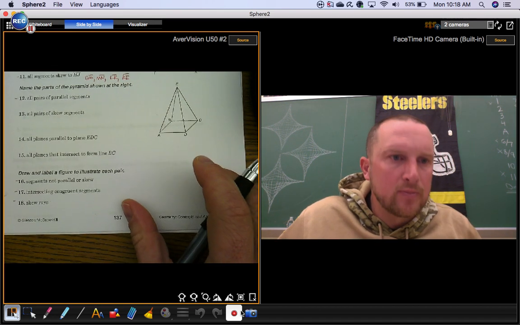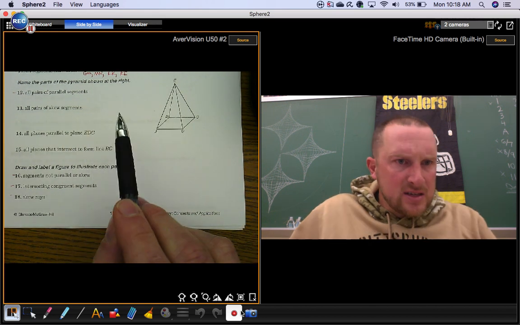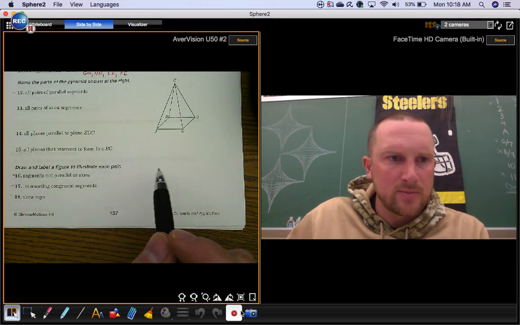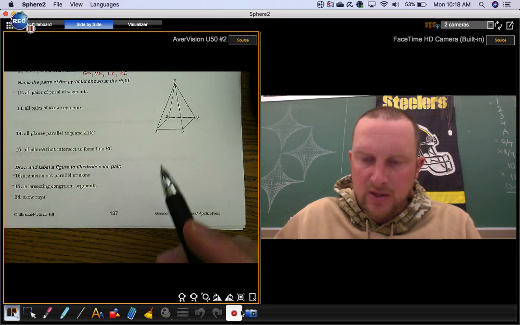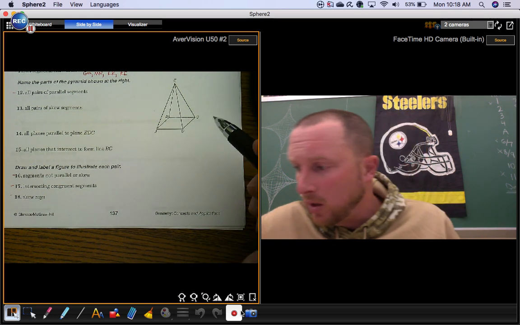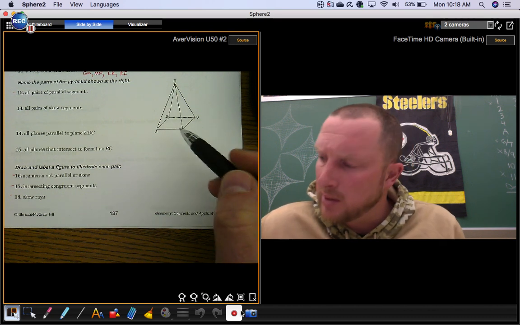Let's use a different diagram. This is a pyramid. Name all of the pairs of parallel segments. Now, that could be a lot of work. If you want to just name a few, that's fine. But there are probably a lot to name. Maybe not in this picture, but in other pictures you could have a lot that are parallel.